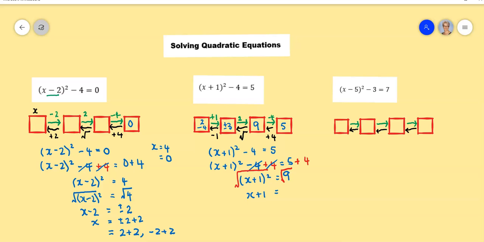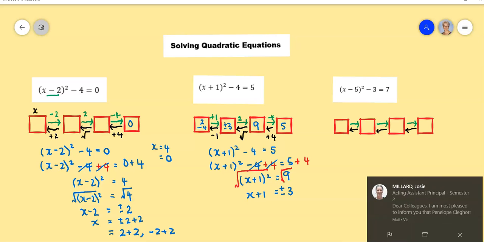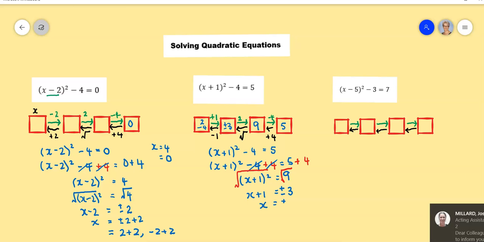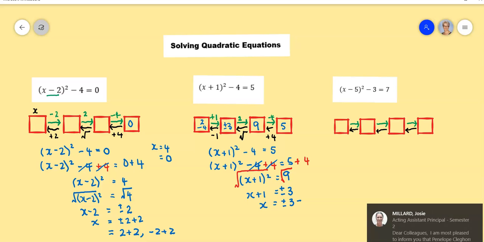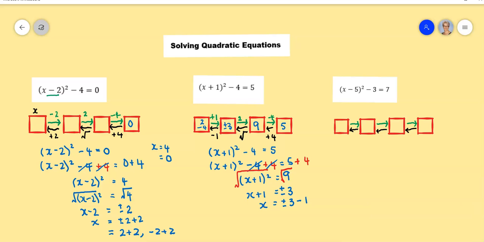X plus 1 is equal to, now the square root of 9 is positive 3 and negative 3, which means that x is equal to positive and negative 3 minus 1. Now again, I have got two solutions. So x can either be 3 minus 1 or negative 3 minus 1. So one solution is 2 and the other solution is negative 4. Again, we have two solutions here.